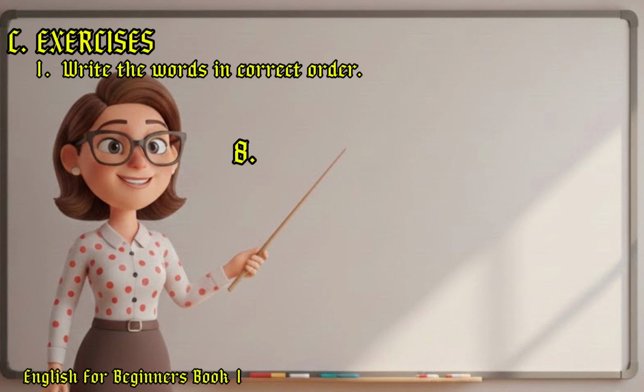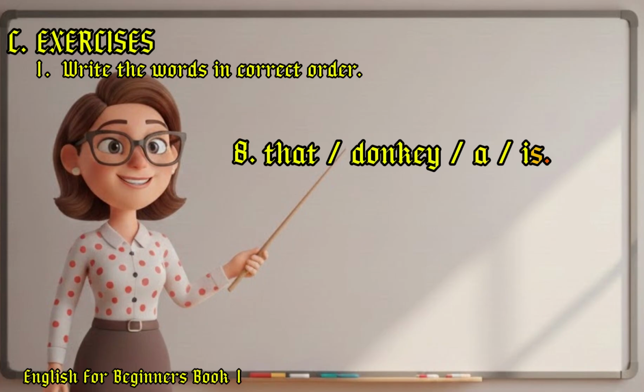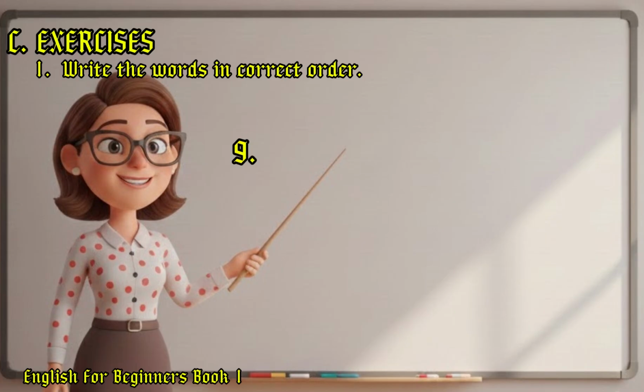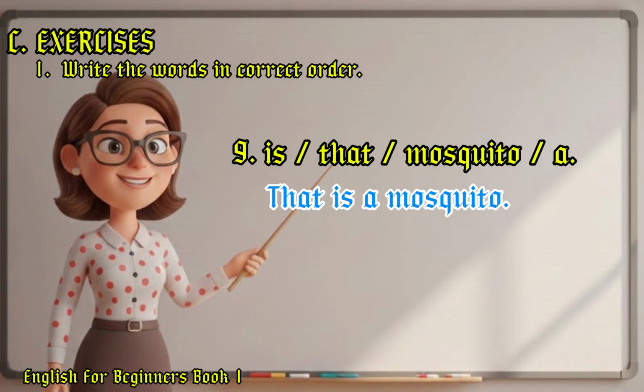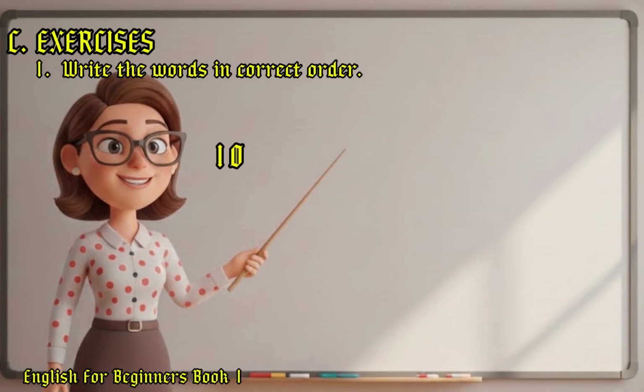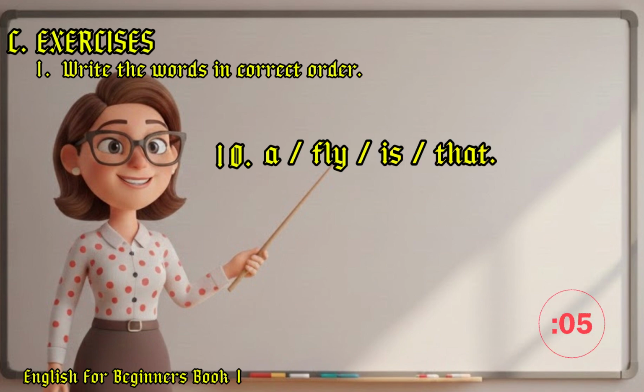8. That donkey a is. That is a donkey. 9. Is that mosquito a. That is a mosquito. 10. A fly is that. That is a fly.